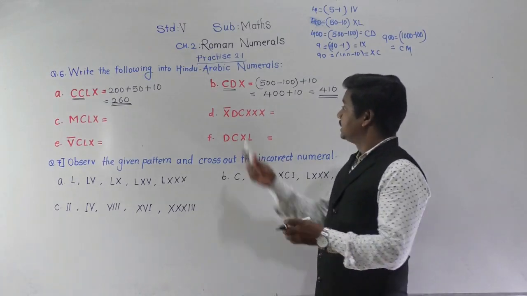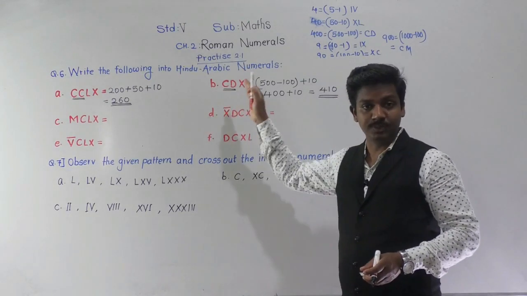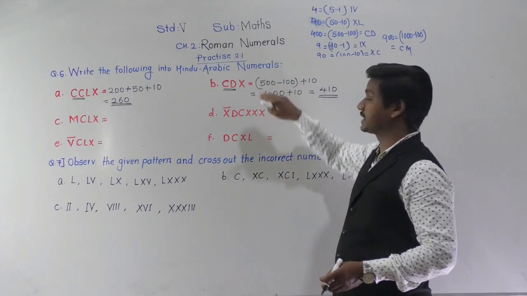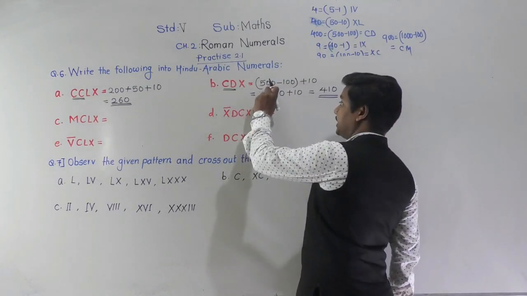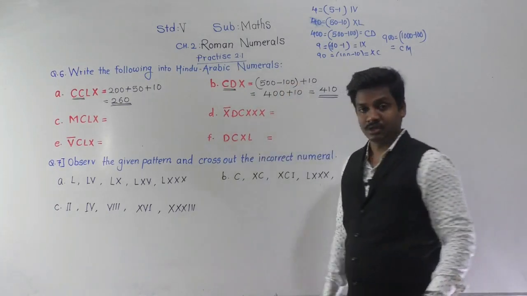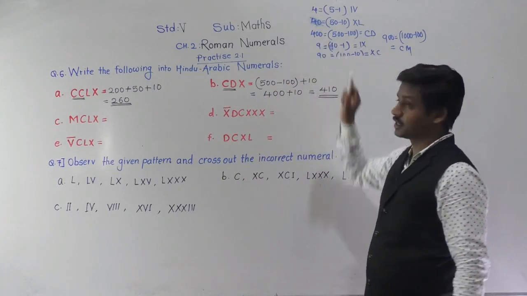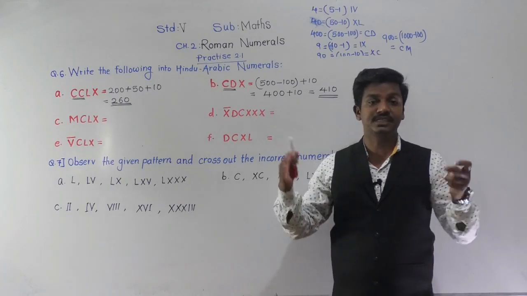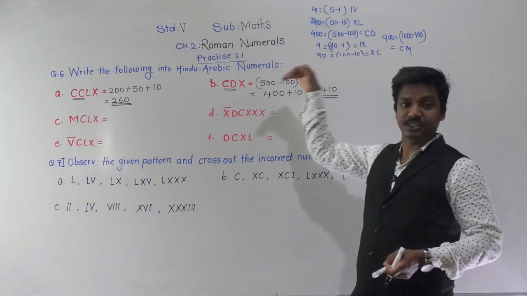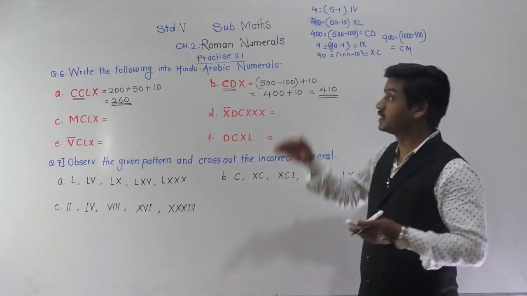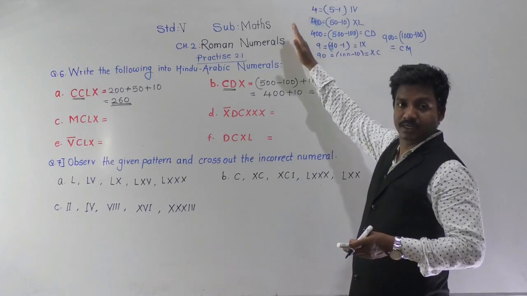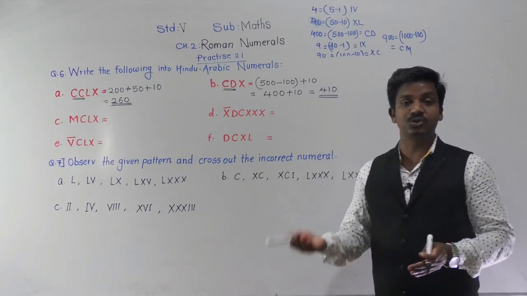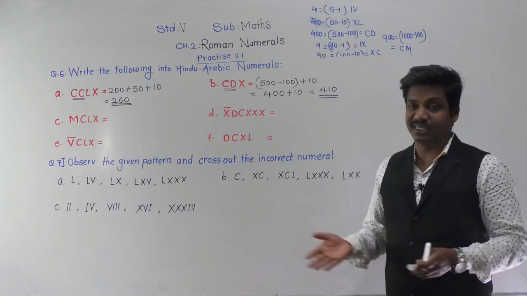Understood what we have done? The value of C is less than the value of D, and since C appears before D, its value gets subtracted from the value of D. That is D means 500 minus C means 100. So we have got here 400. Again, see, CD means 400. So 400, 440, 900, 990, fix these in your mind, because these are the confusing Roman numerals. If you remember, recite this properly, fix it in your mind properly, then you can convert Roman numerals into Hindu Arabic numerals or Hindu Arabic into Roman very easily.